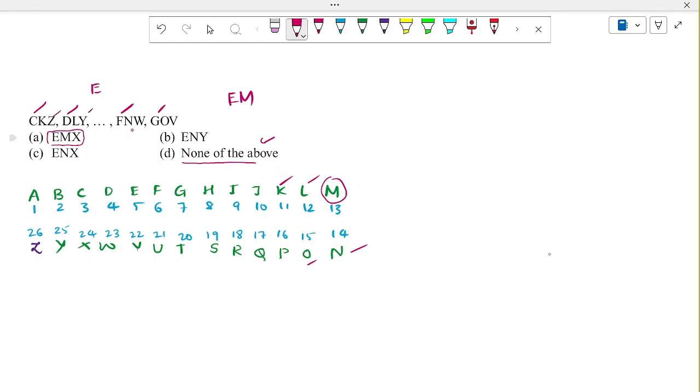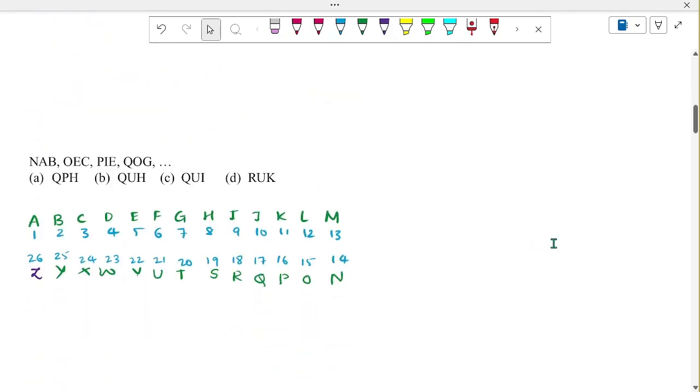Z, Y, W, V. Z, Y, W, V. So it should be X, and it is X. Answer is A. Yes, all those who have given answer, it's correct. Okay, see the next question.